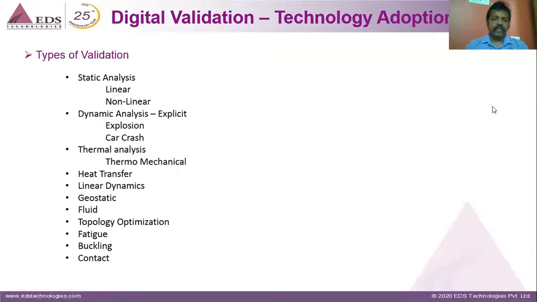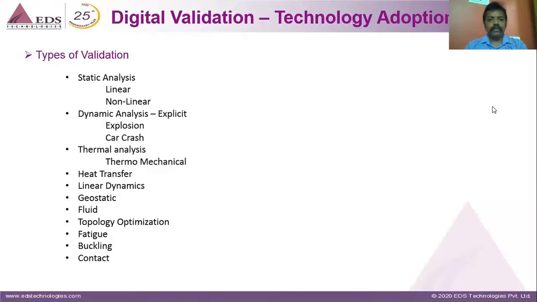First, let's understand the different types of analysis or validations which a company generally does. We have static analysis, which is classified into linear and nonlinear. Then there is dynamic analysis, which is known as explicit in terms of FEA. One example is an explosion or a car crash analysis. Then comes thermal analysis, and under thermal we have heat transfer and thermomechanical analysis, and we have other analyses like linear dynamics, geostatic, fluid, topology optimization, fatigue, buckling, and contact. I'll give you one small example for each.